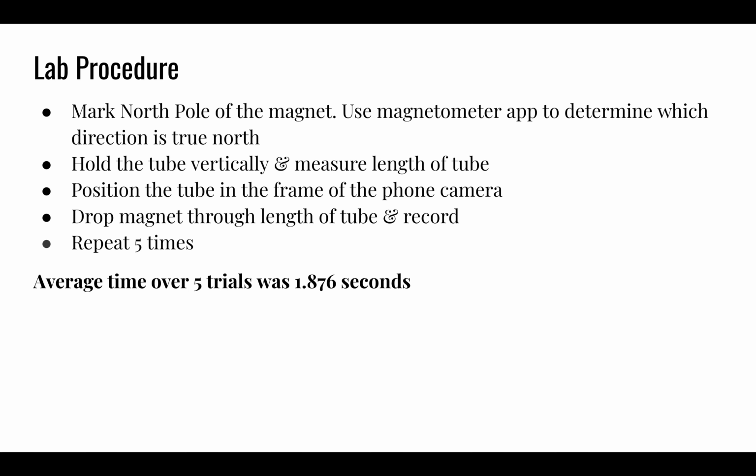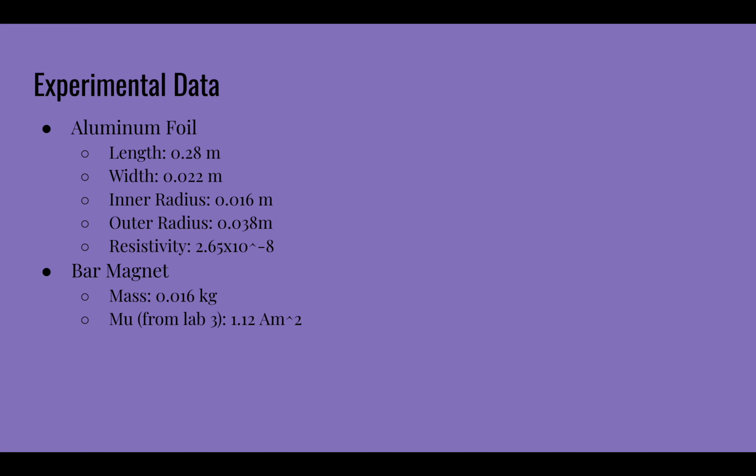So for our lab procedure, we first are going to mark the north pole of our magnet. We're going to use the magnetometer on our app to determine the direction of true north. Then we're going to hold our tube of aluminum foil vertically and measure the length of our tube. We're then going to position our tube in the frame of the phone camera, drop our magnet through the length of the tube, and record with our phone. And then we're going to repeat this 5 times. Our average time over 5 trials was 1.876 seconds, and this was found after scrubbing the video.